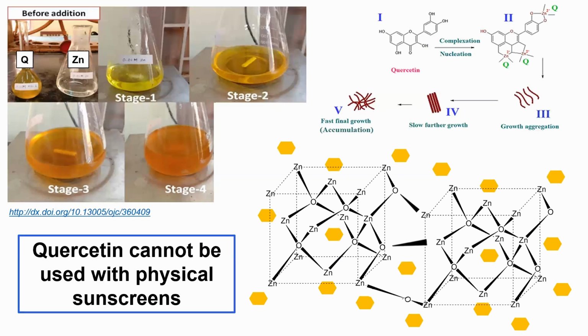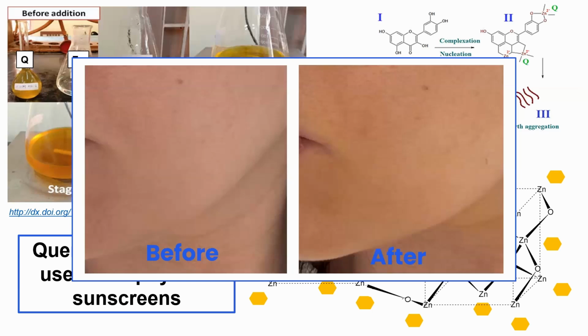And so this is what we mean when we say that we cannot use sunscreens with quercetin. Here's an example that we've done, showing you the application of quercetin only after a few minutes with zinc sunscreen. This was a quercetin-containing solution at the right therapeutic dose, and sunscreen that contains zinc oxide was applied, and this was the reaction.